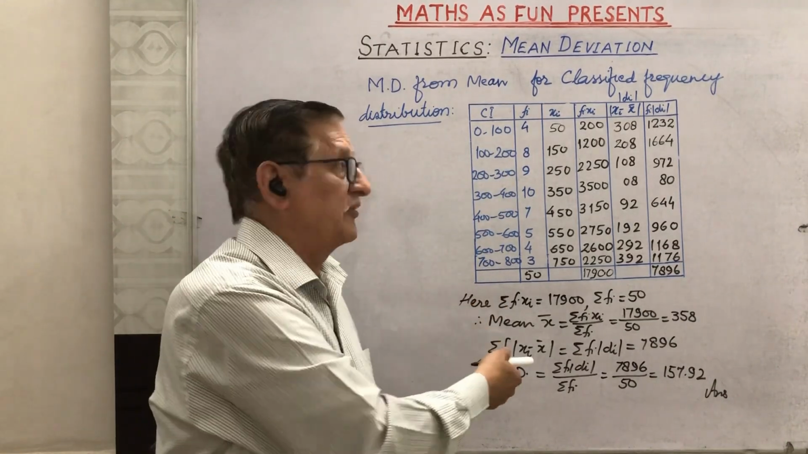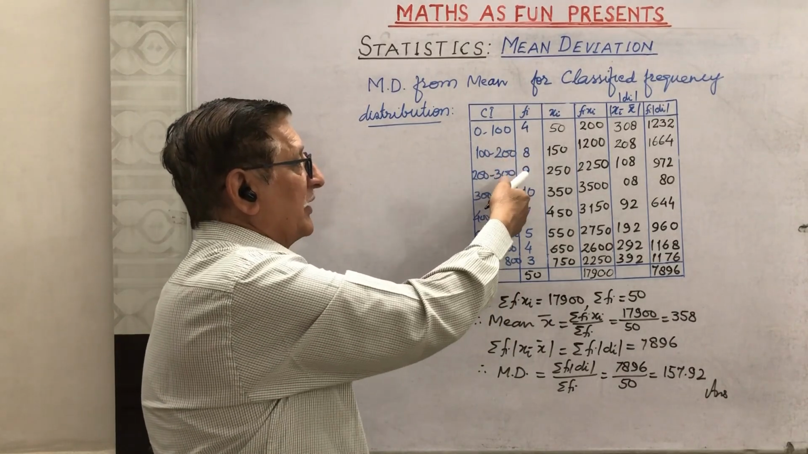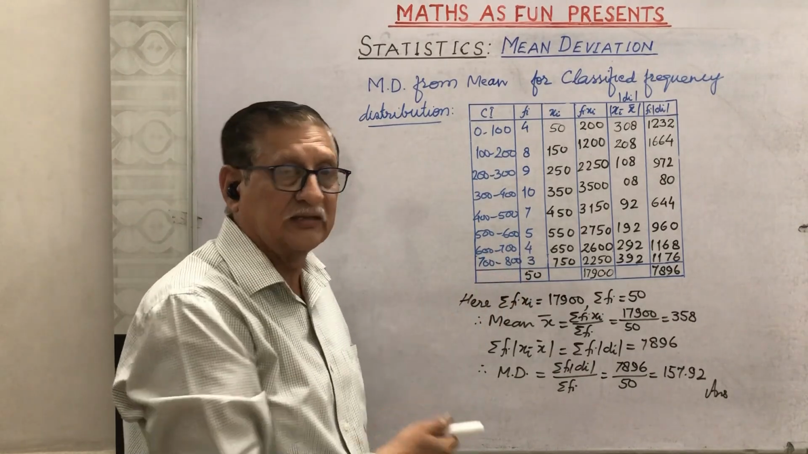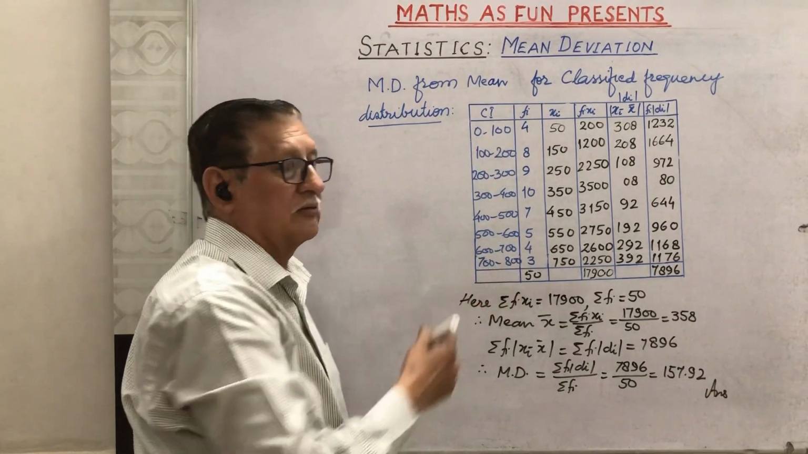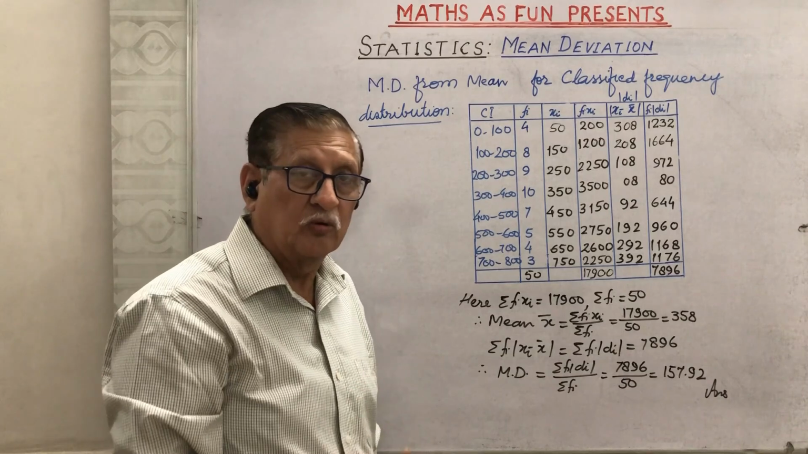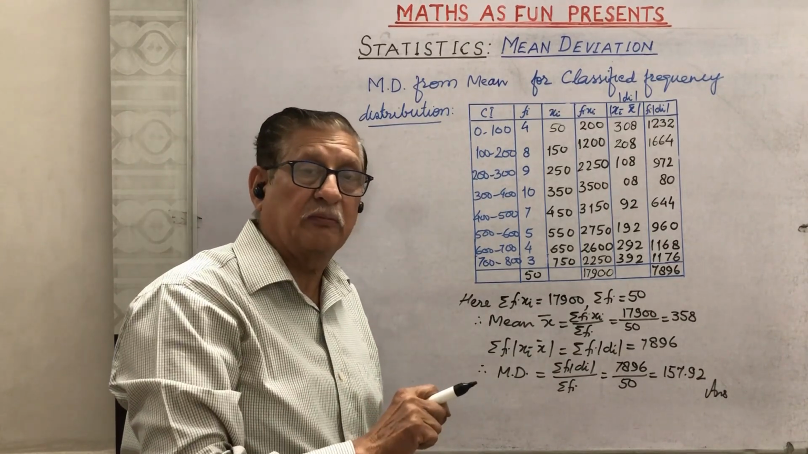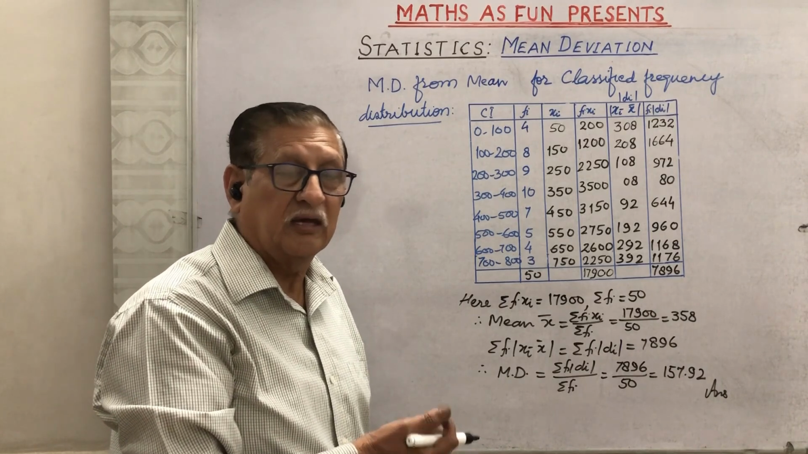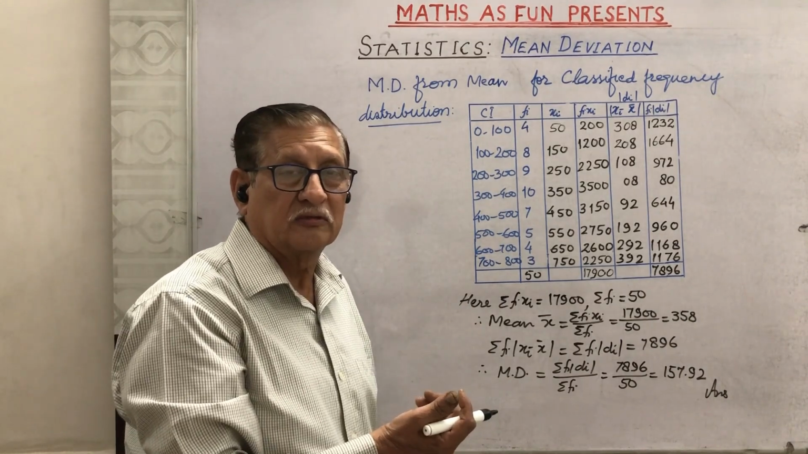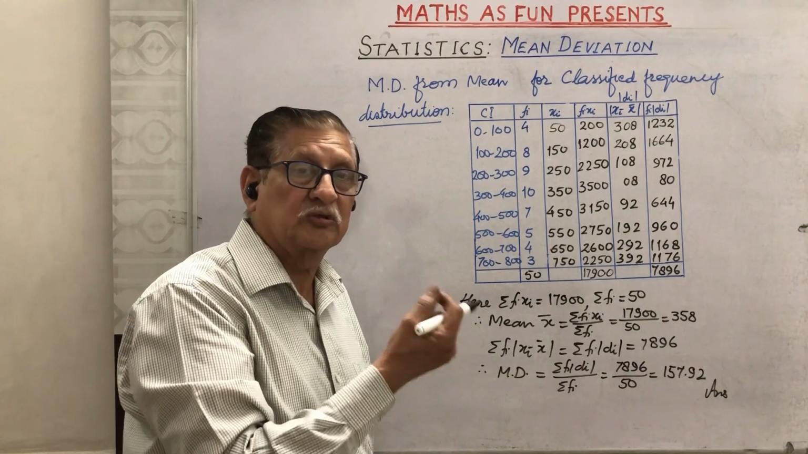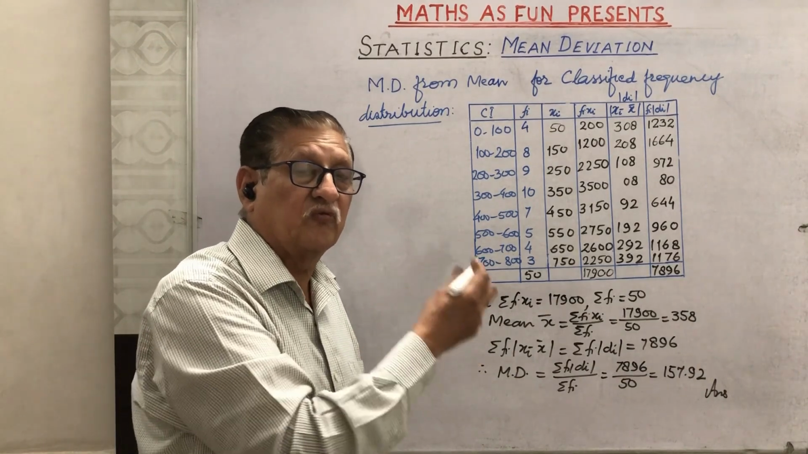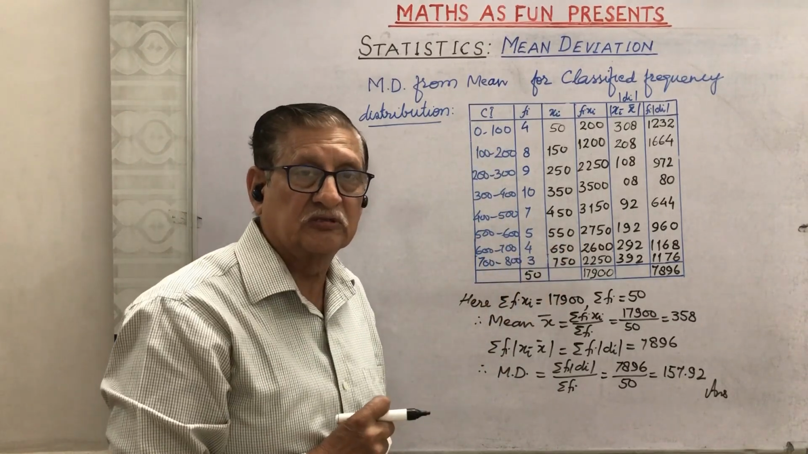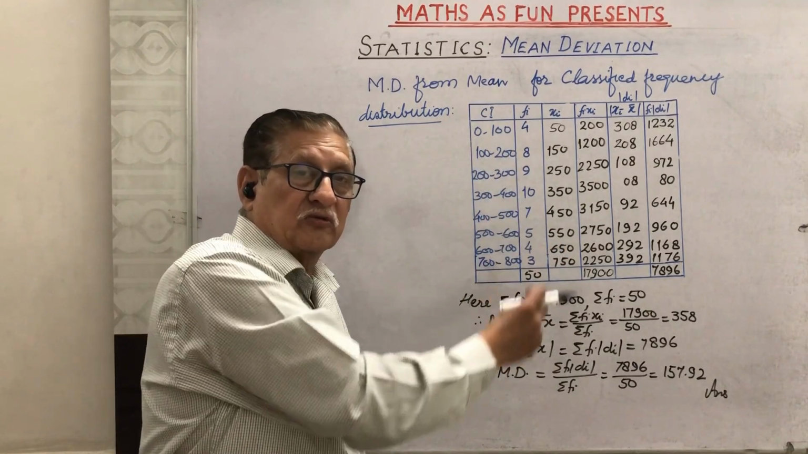And their corresponding frequencies are 4, 8, 9, 10, 7, 5, 4 and 3. And the sum of that is coming as 50. Now we know, in case we want to use the direct method, we have to find out xi for each. Even if we want to use the shortcut method or any method, we have to find out xi, because we have to find out the deviations from mean of each of the data.